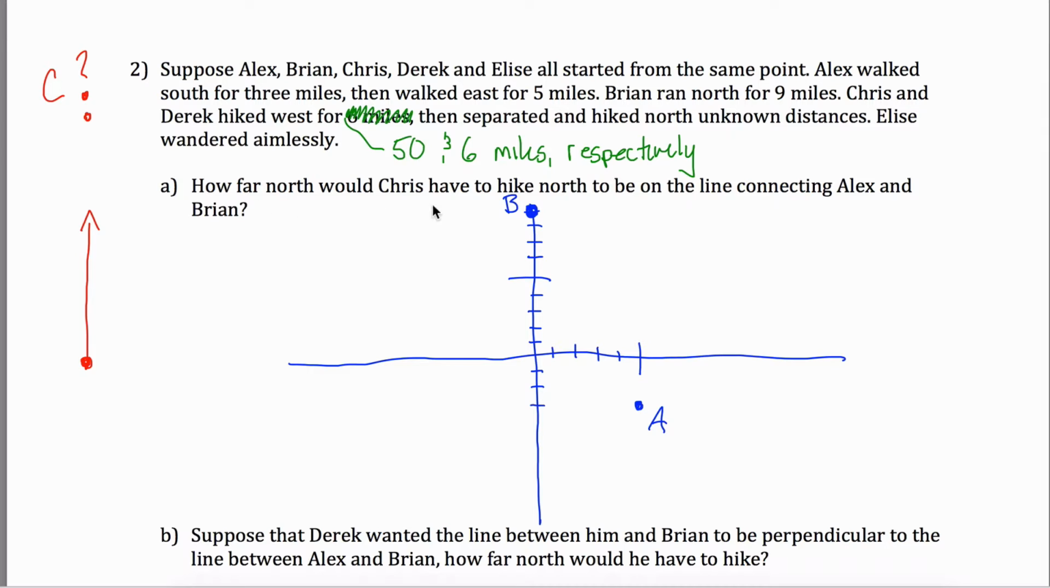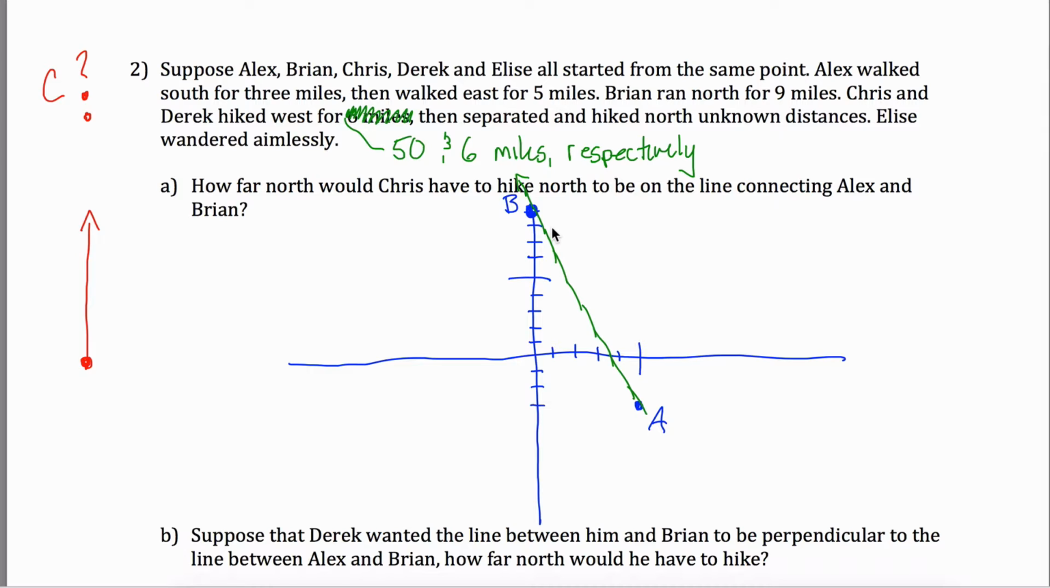And the question is, how far north would Chris have to hike to be on the line connecting Alex and Brian? So what I'm saying is if you draw a line between Alex and Brian here, eventually that line will get way out here to Chris. It'd be hard to draw the picture because it's so far out here, but maybe you can figure out where it would be.